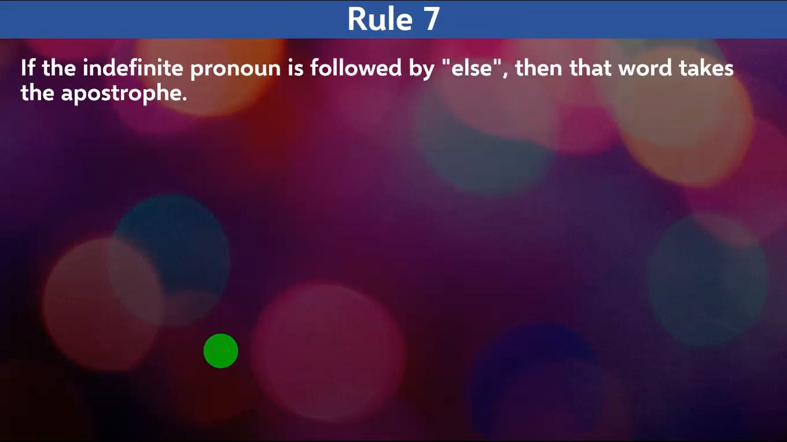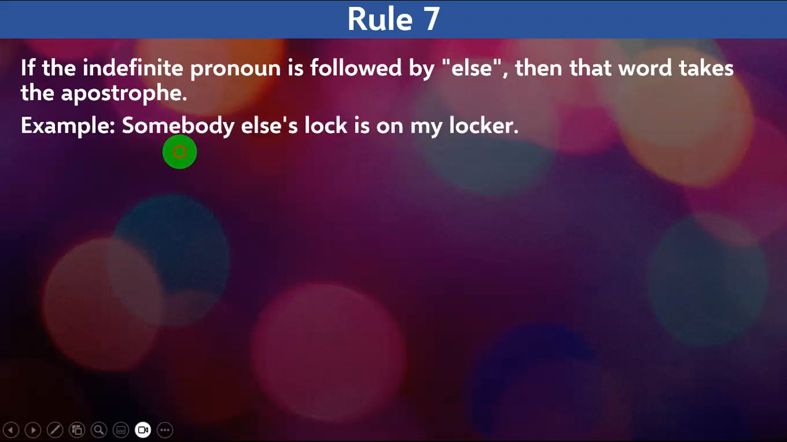Rule number 7 says if the indefinite pronoun is followed by else, then that word takes the apostrophe. If the indefinite pronoun is followed by s, then that word takes the apostrophe. Example, somebody else's lock is on my locker. Somebody else's lock is on my locker, right? Followed by else, and then that has taken the apostrophe, right?